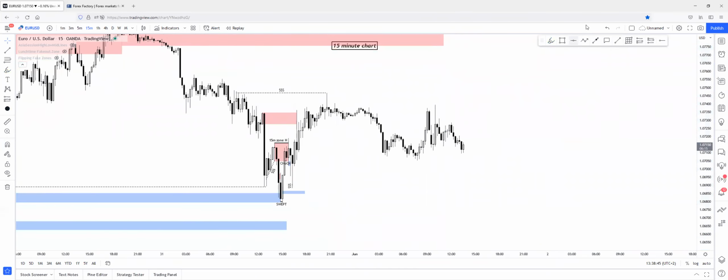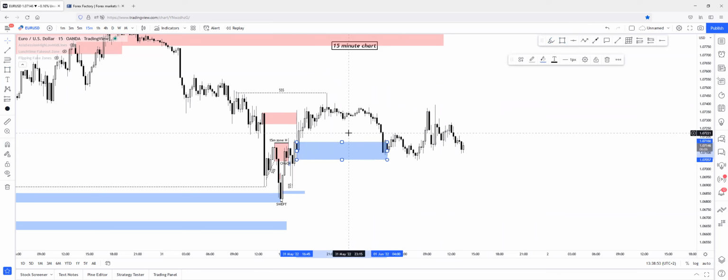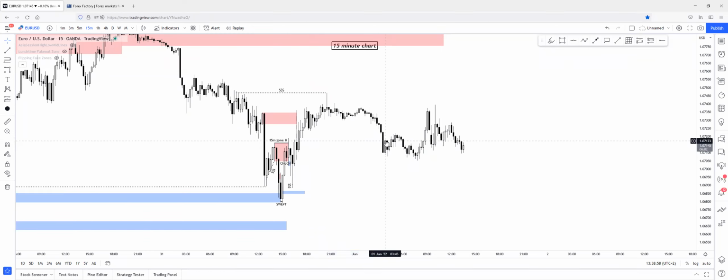So after the liquidity creation, prices created a pullback right here, as you can see. And this pullback more likely mitigated a 5-minute demand zone somewhere around here. We'll find the actual 5-minute demand zone on the 5-minute chart, not on the 15-minute chart. And after mitigation of this demand zone, prices changed character here, as you can see.